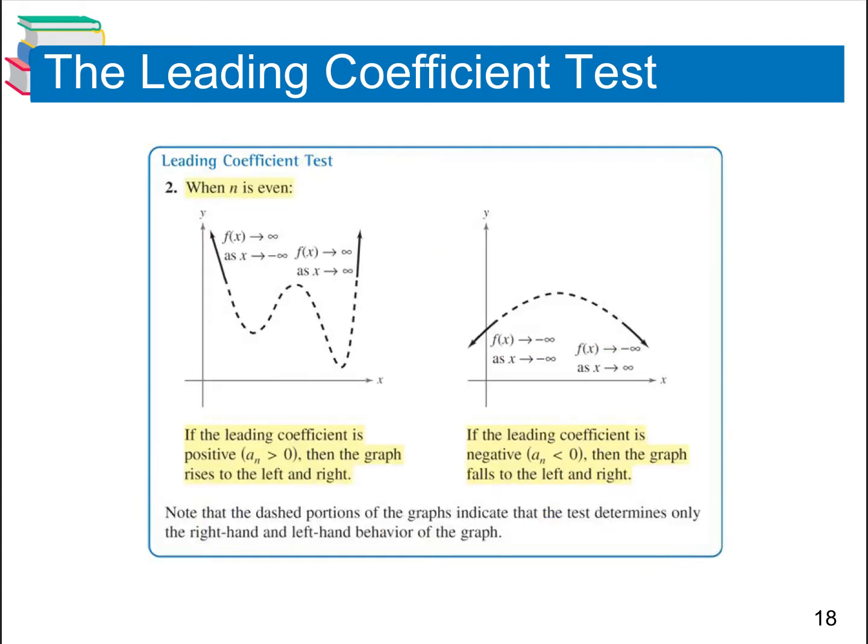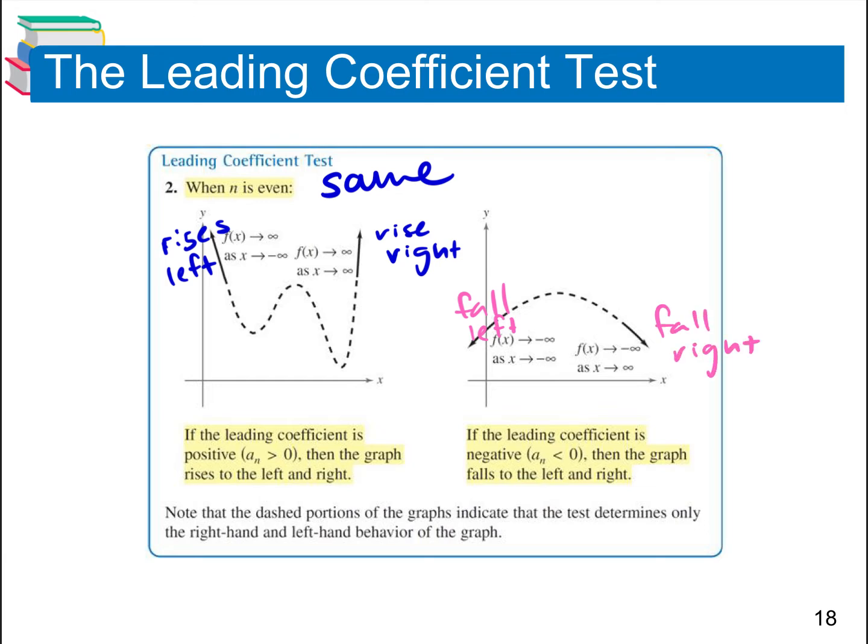When n is even, they're going to go in the same direction. They're either going to be both up or both down. So this one rises left and rises right, or it would fall left and fall right. When the leading coefficient is negative, it's going to go down and down, falls left and right. When the leading coefficient is positive, it goes up and up.